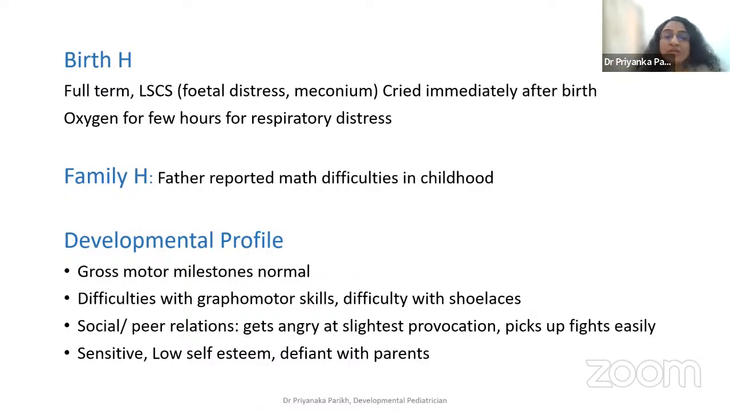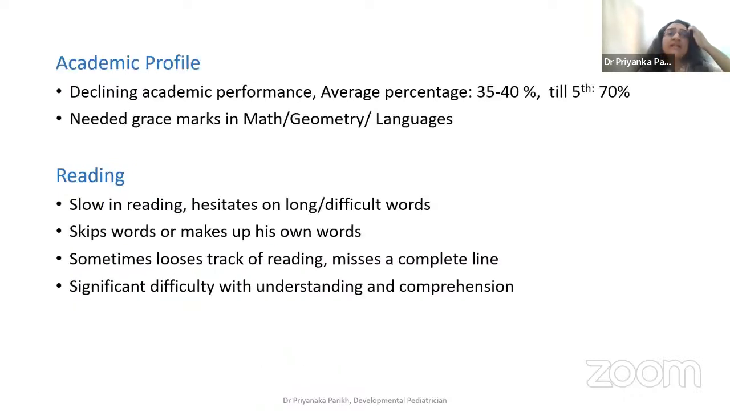Now this child is also getting into trouble with peers and affecting his friendships. So he is getting angry at the slightest provocation, picking up fights. Parents have been called to school a couple of times because he's even got into physical fights. At home is also getting defiant with parents. He's getting argumentative. So a lot of those behavioral concerns are also now coming up. Looking at his academic profile, now looking into history, till the primary years, there were not much concerns noted.